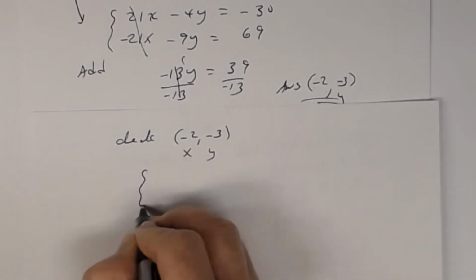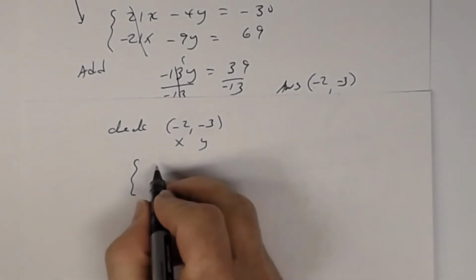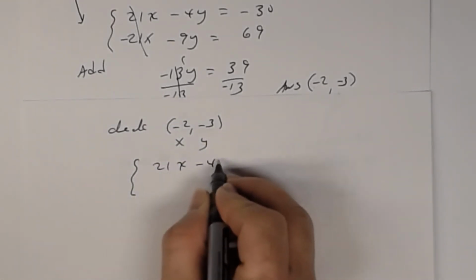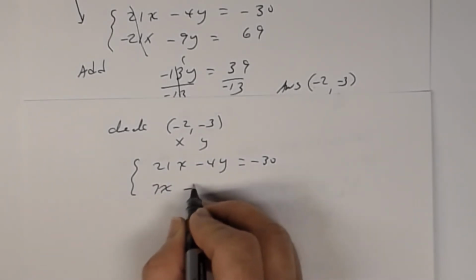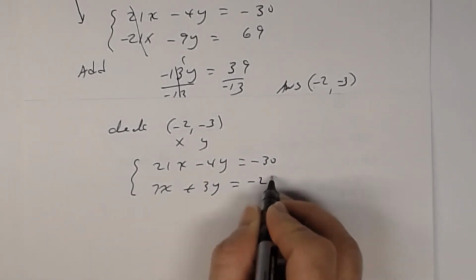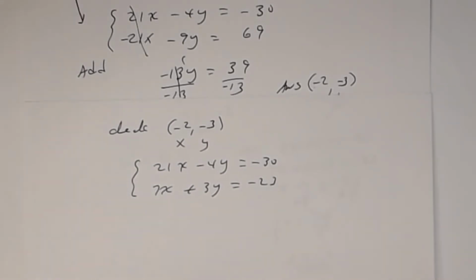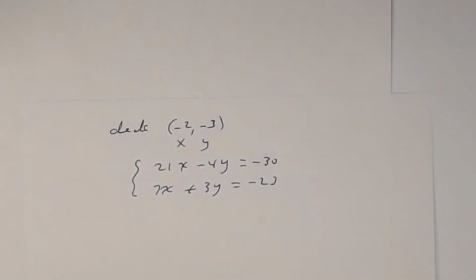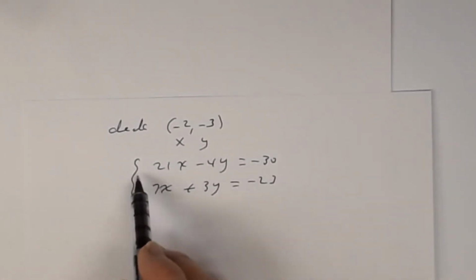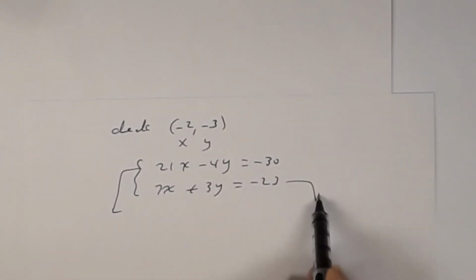So go back to the original system. My original system was this: 21x minus 4y equals negative 30, and 7x plus 3y equals negative 23. All right, so that was your original system. You're going to check each one of those equations. You got to do each one of those equations.